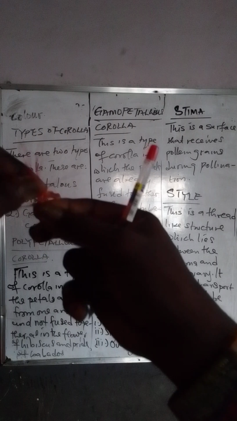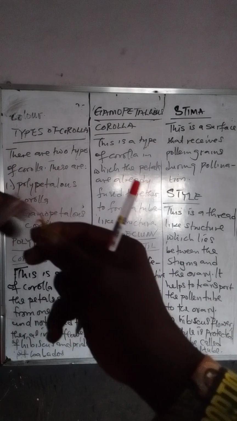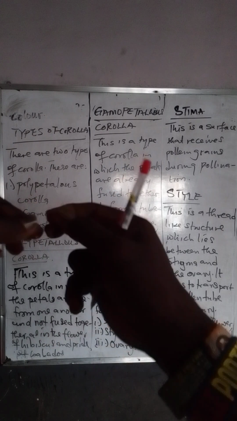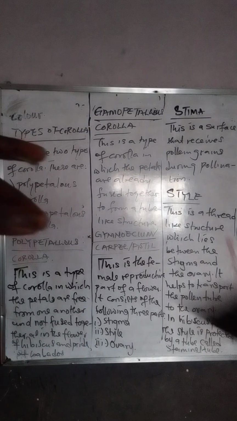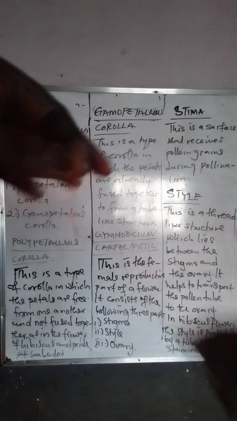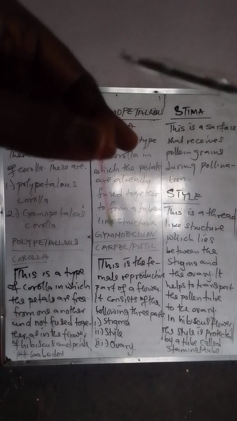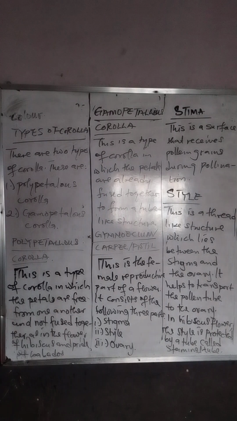Let me try to detach this for you to see. You see the ovary looks like a fruit. What we have here is the ovary, while this is the style. Then the tip is the stigma. So you can see it's not protected by any staminal tube. So that is that.